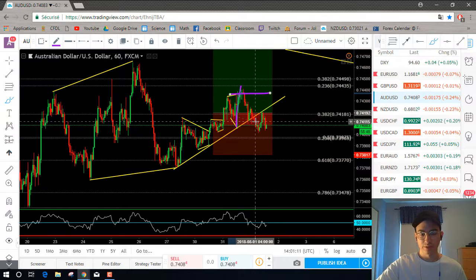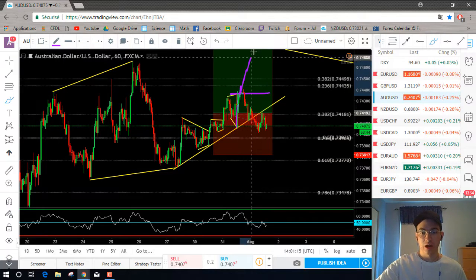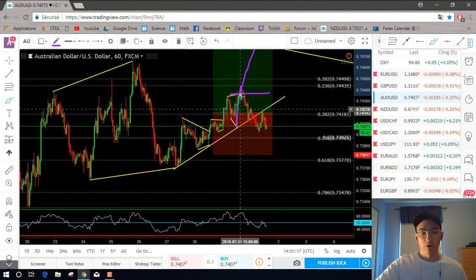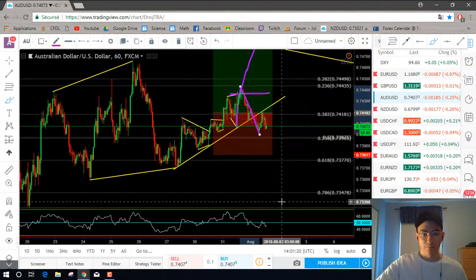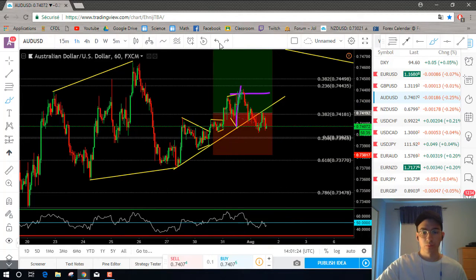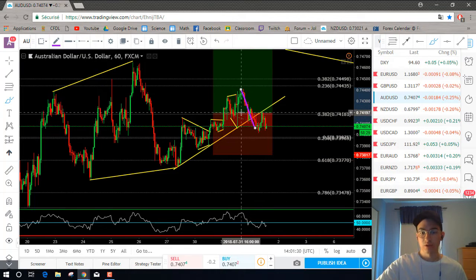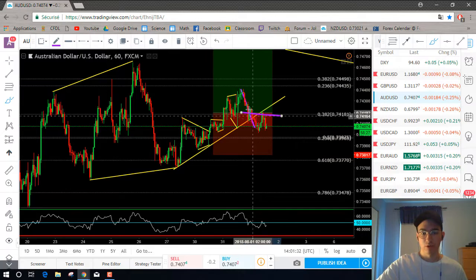So at this point, we knew that there was a possibility of either this taking off like that or making a reversal and coming and breaking the trend line, right? So we just waited basically to see which one it would do, and when it started to come back here, well, I decided to close my trade at this level right here.